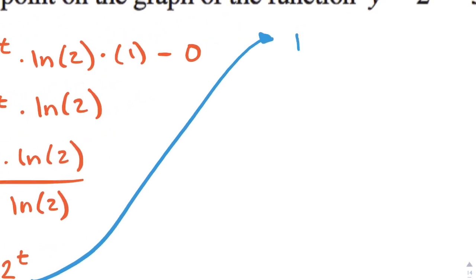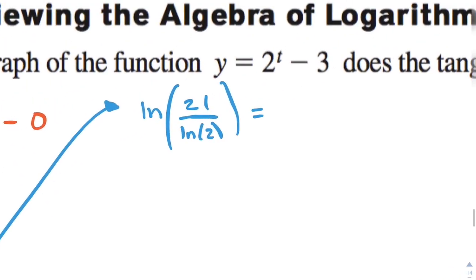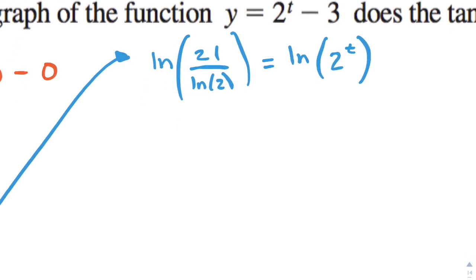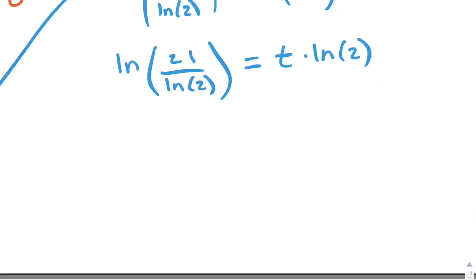So I'm going to ln 21 over ln of 2. That's going to be equal to, we have 2 to the t, so I'm going to ln 2 to the t. The result here is going to be equal to t dropping down times ln of the number 2. And finally, to solve, I divide both sides by the ln of 2.